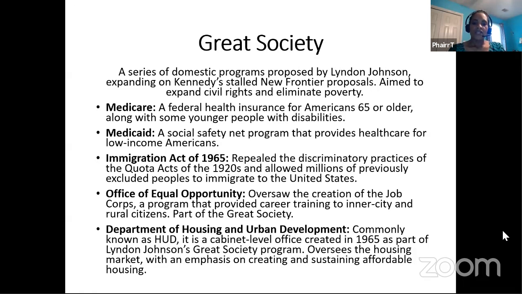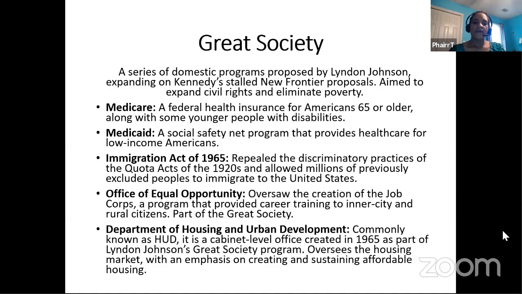We also have the Immigration Act of 1965, which repealed discriminatory practices of the quota acts of the 1920s. And remember, the quota acts were a result of the first Red Scare. I know a big question a lot of people asked was, what was the difference between the first Red Scare and the second Red Scare? The first Red Scare was really trying to put a lot of immigration policies into place, and so the quota acts of the 1920s put halts on that. Then the Immigration Act of 1965 overturned that. It allowed millions of previously excluded peoples to immigrate to the United States.